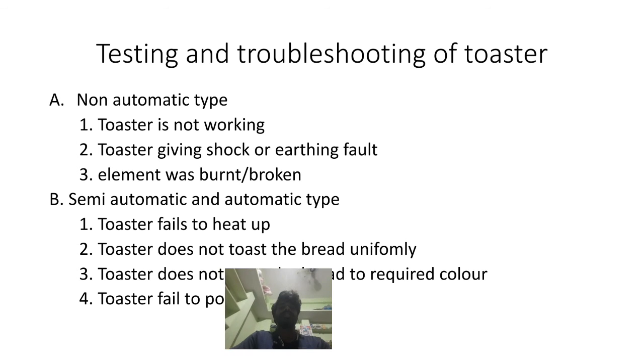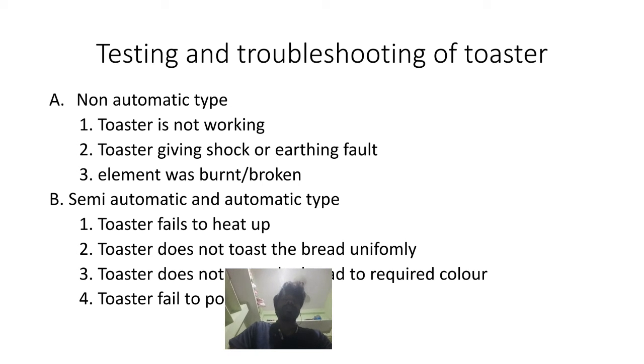Next, how to rectify if the toaster does not toast the bread uniformly. The heating element does not match properly. Check the fitting and interchange the heating element. If the toaster does not toast the bread to the required color, set the toasting period by adjusting the control switch.